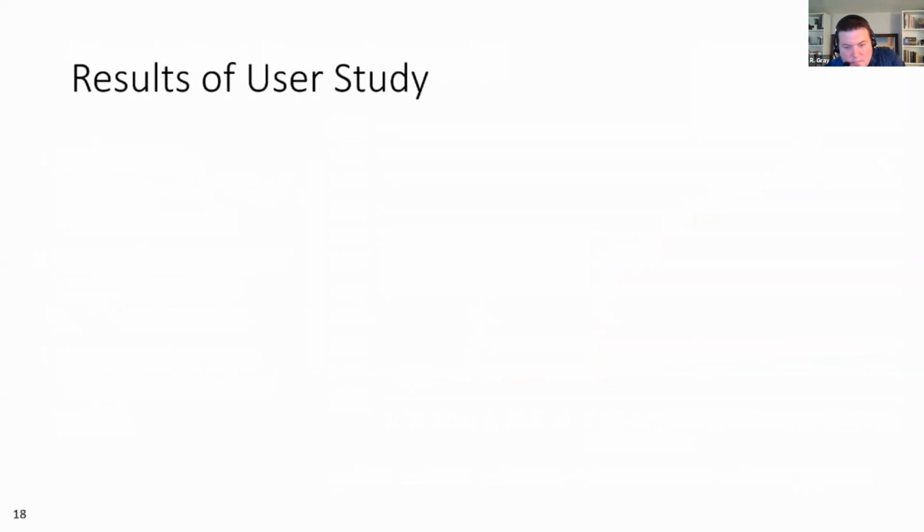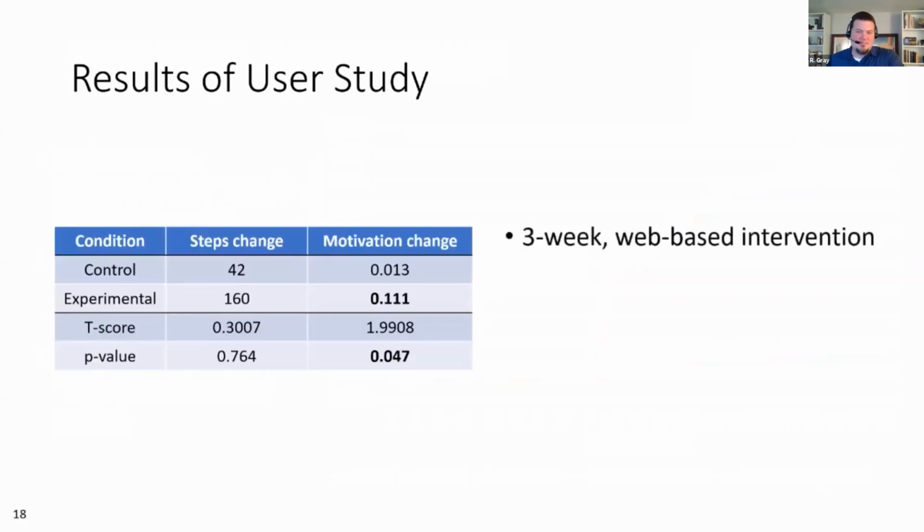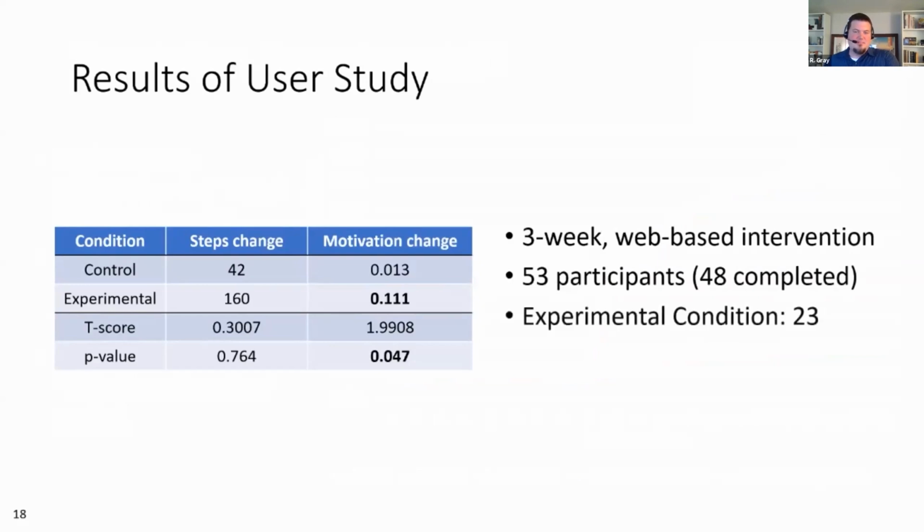We then deployed it in a user study, where participants logged onto a web application each day to view profiles, report their motivation, and so on, as described earlier. 53 participants enrolled, and of the 48 who completed the 3-week study, 23 were in the experimental condition, where the AI agent chose the profile configuration each day, and 25 were in a control condition, where the configuration was selected at random.